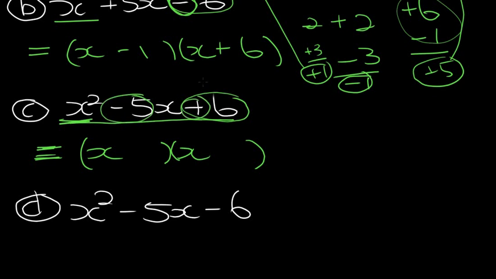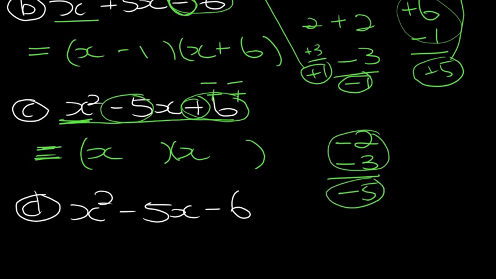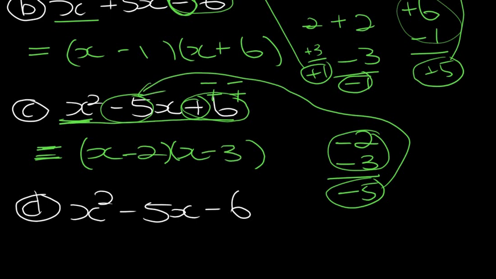And again, this is a plus, so the signs must be the same. It's minus, minus, or plus, plus in the brackets. So in this case, what times what is plus 6? Well, it will be minus 2 times minus 3. And if you add them together, you'll get minus 5. And this is equal to the middle term. So you'll have minus 2, minus 3 in here. Let's go to the next question.